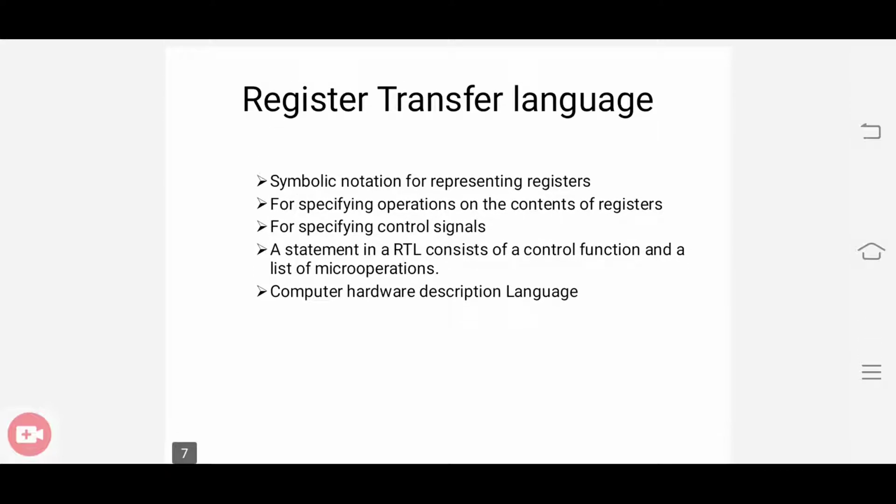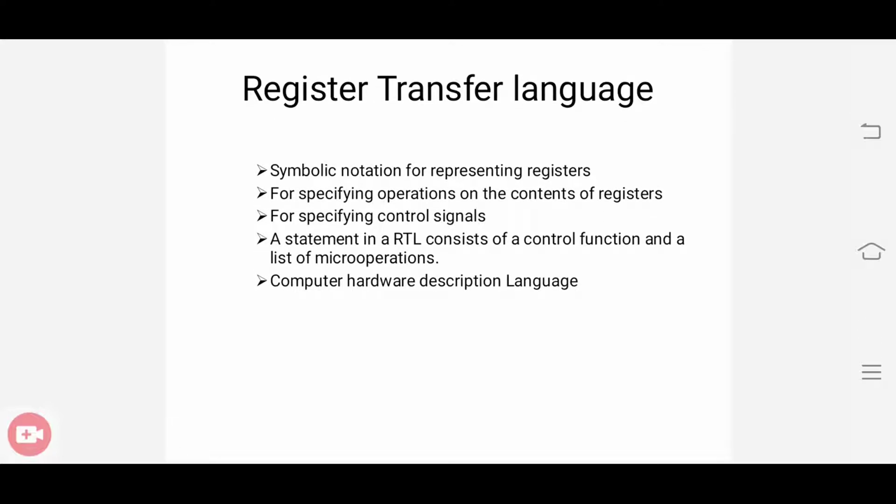So, next topic, register transfer language. What do you mean by RTL? It is a symbolic notation for representing registers or for specifying operations or for specifying control signals. That is, a statement in a RTL consists of a control function and also a list of micro operations. It is actually a computer hardware description language.